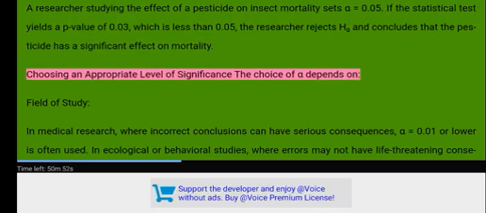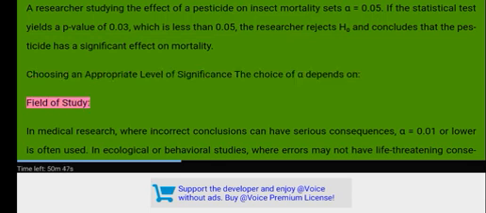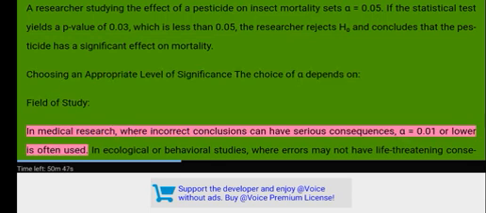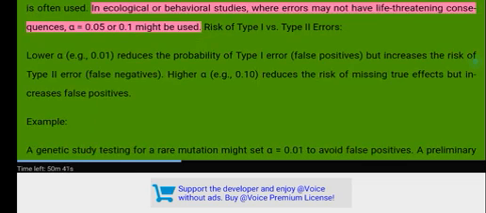Choosing an appropriate level of significance. The choice of alpha depends on the field of study. In medical research, where incorrect conclusions can have serious consequences, alpha equals 0.01 or lower is often used. In ecological or behavioral studies, where errors may not have life-threatening consequences, alpha equals 0.05 or 0.1 might be used.